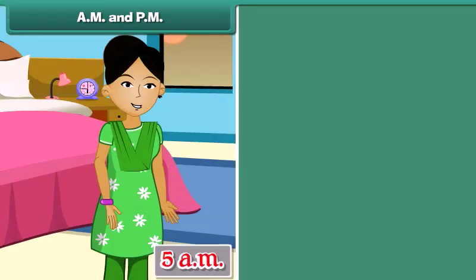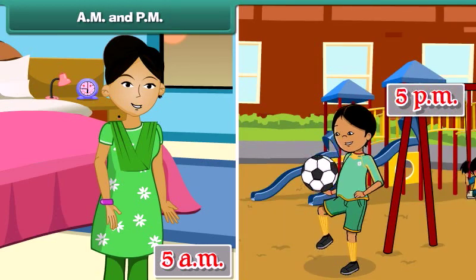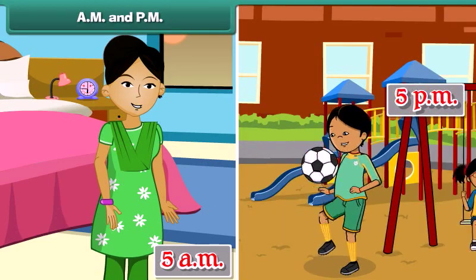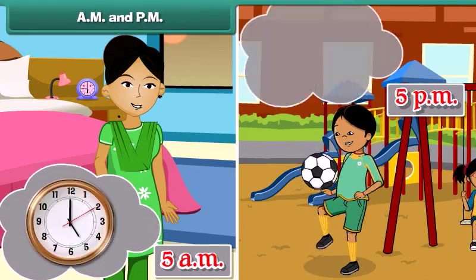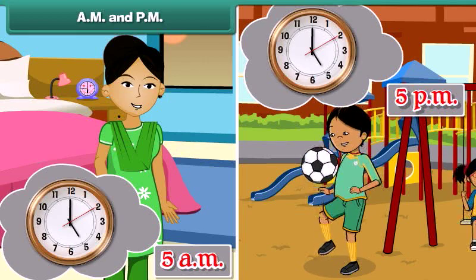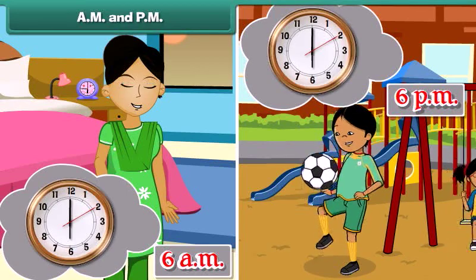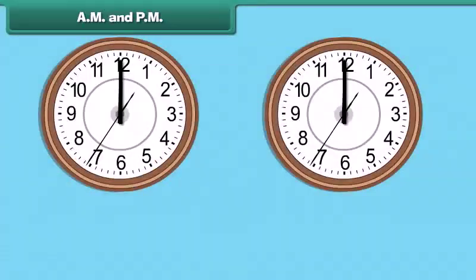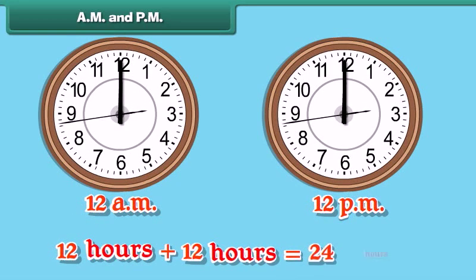AM and PM. Your mother wakes up at 5 o'clock in the morning. You go out to play at 5 o'clock in the evening. It means the clock strikes 5 twice in a day, once in the morning and once in the evening. This is true of every hour in the clock from 1 to 12. It is so because there are 24 hours in a day. The hour hand touches each number from 1 to 12 twice in these 24 hours.